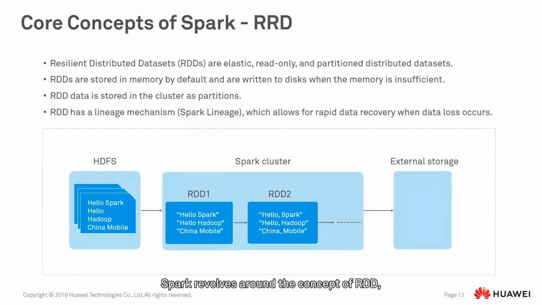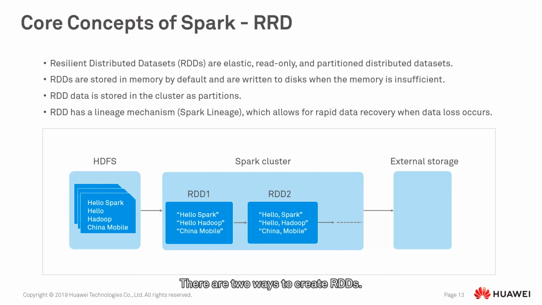Spark revolves around the concept of RDD, which is Resilient Distributed Dataset. RDD is a fundamental data structure of Spark. It's a read-only partitioned collection of records. RDDs are stored in memory by default and will overflow to disks in case of insufficient memory. Each RDD is divided into logical partitions, which may be computed on different nodes of the cluster. This feature improves performance by data locality.